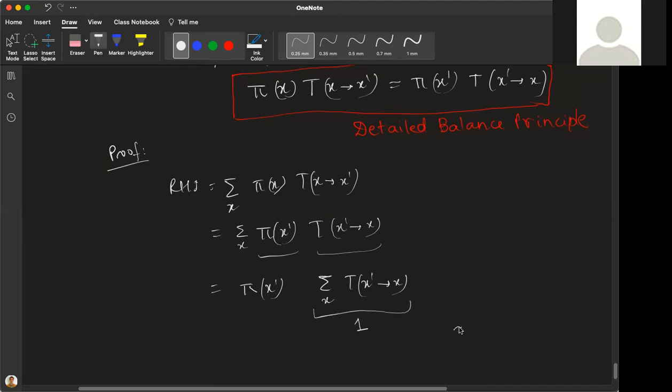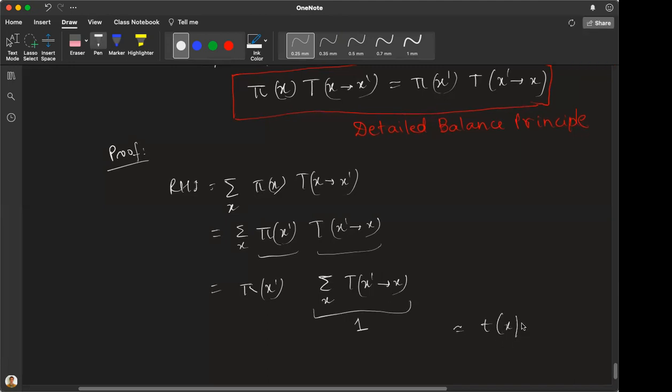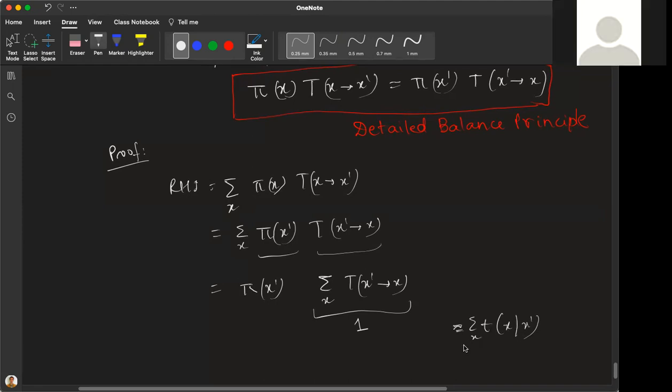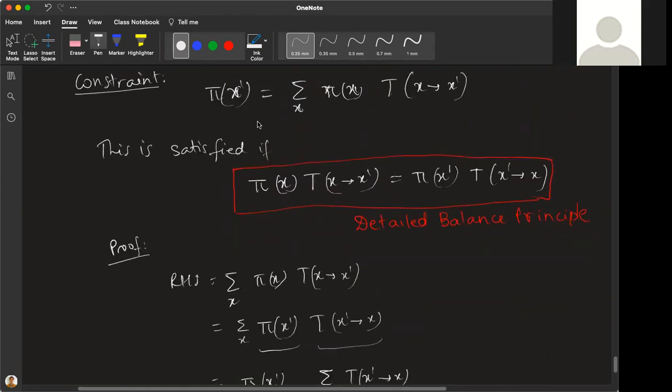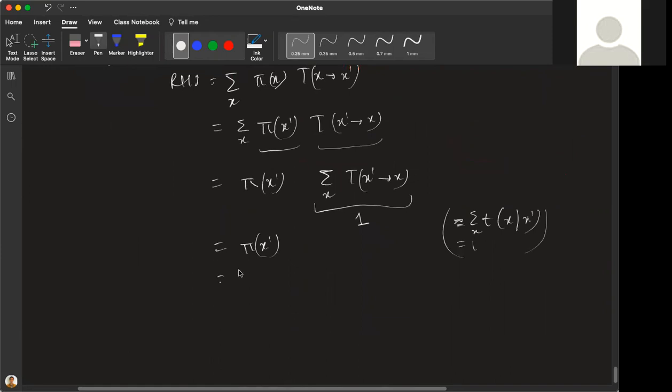This is approximately the sum of T of x given x dash, summed over all x, right? You are summing over all x, so of course this will be equal to 1. So basically this term is equal to 1, and what you get is pi of x dash. And that was your RHS or LHS.